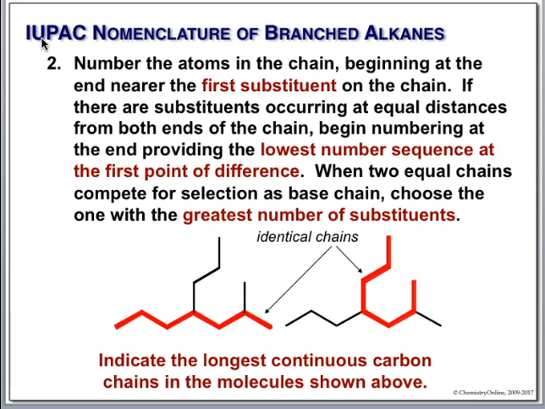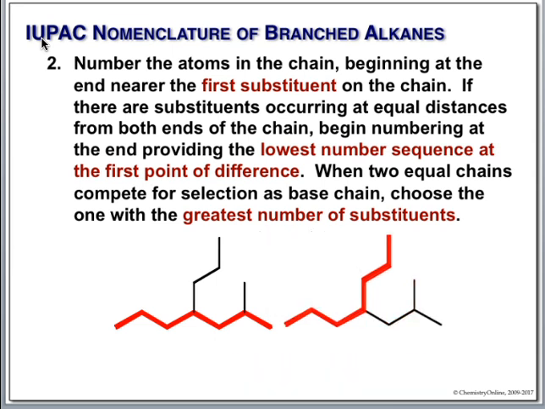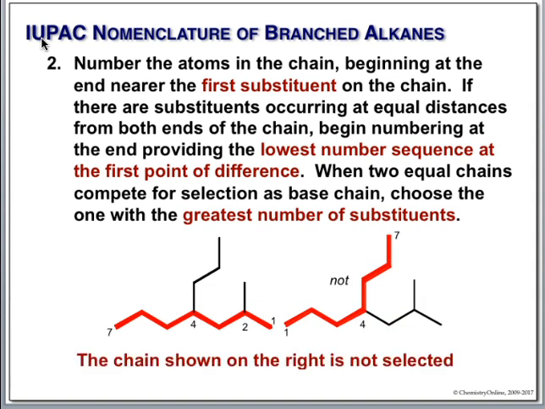There is, however, one more 7-carbon chain you could draw. What if we went 1, 2, 3, 4, 5, 6, 7? Like that. The rule would say that's bad because this only has one substituent and this has two. Again, we're not going to be numbering or naming things like that in this course, but there are rules for that. Just make sure you understand that.